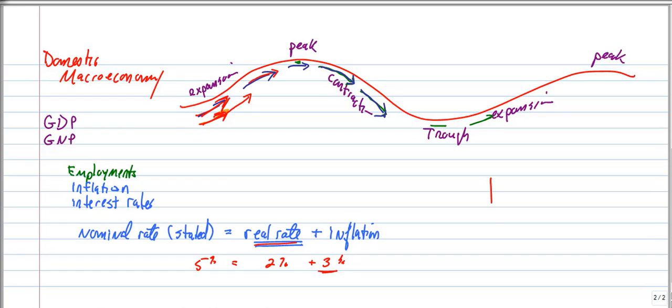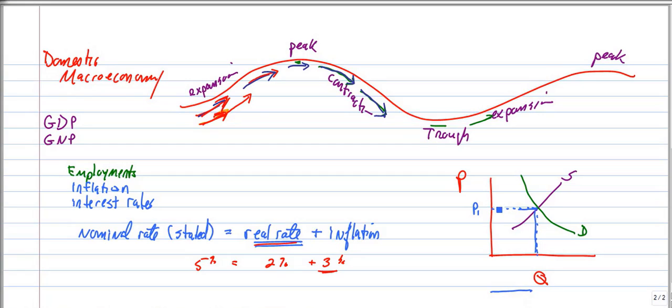Now, let me remind you, here's price on this axis, quantity here. Here's our supply curve, and here's our demand curve. And where those two curves cross gives us the equilibrium price. At this price, let's call it P1, the demanders demand this many, and the suppliers will supply that many. All right? So the markets will clear. That's the market equilibrium price.